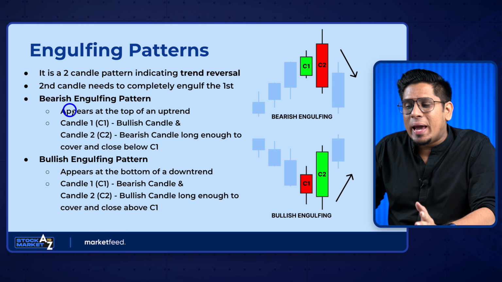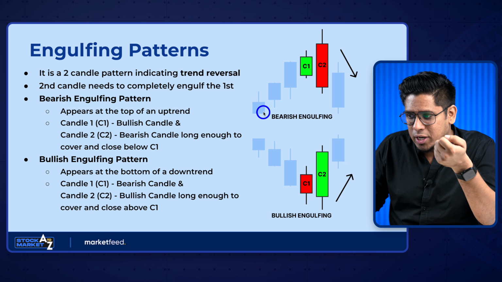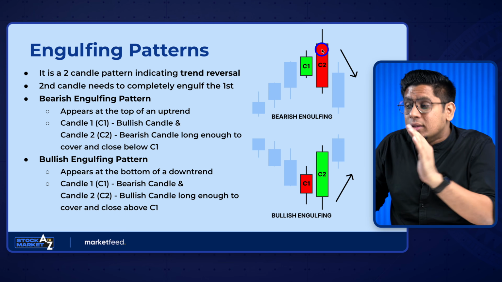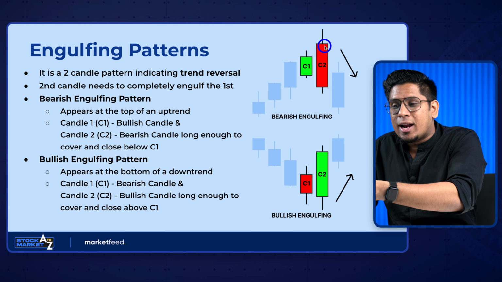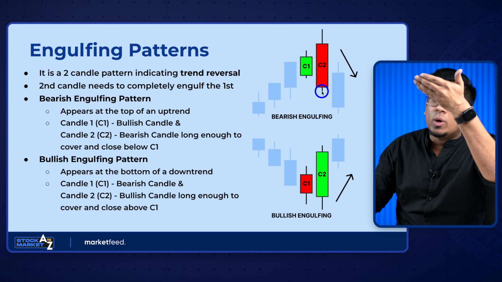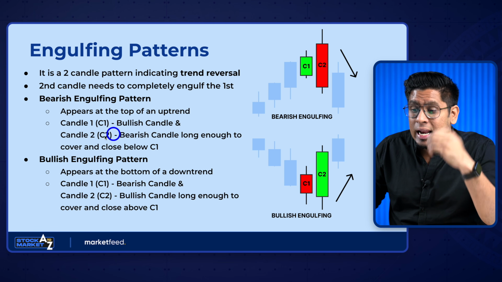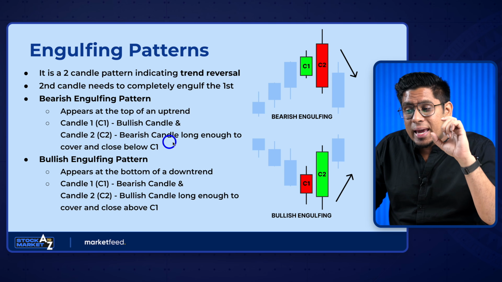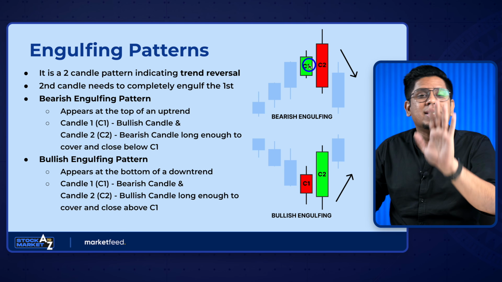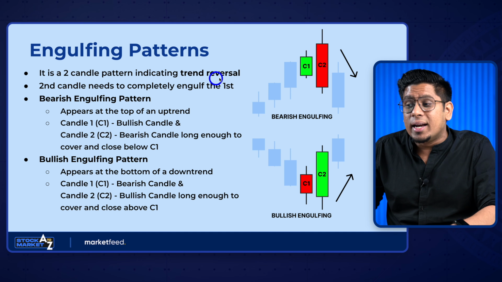Now let's read about the bearish engulfing pattern. It appears at the top of an uptrend. There was an uptrend, it was going up, and at the top of the uptrend a new candle comes, the second candle of the two candle pattern, which completely covers the previous candle towards the lower side. So candle 1, C1, is a bullish candle, and candle 2, C2, is a bearish candle long enough to cover and close below C1. This is an indication that the trend has changed.